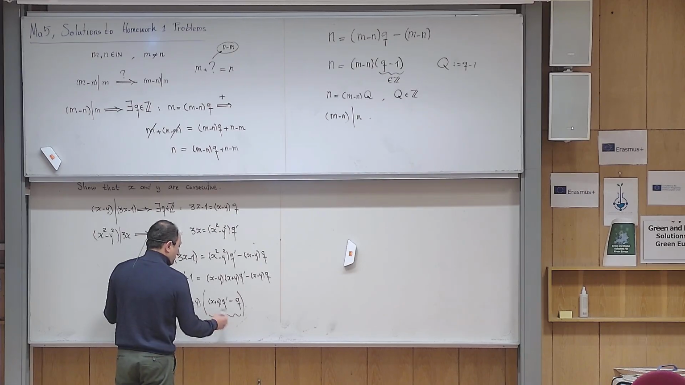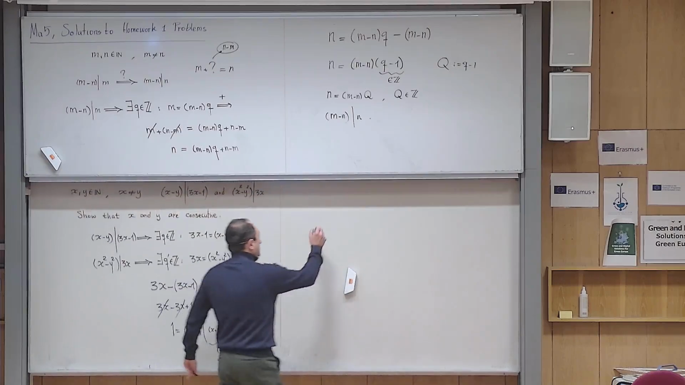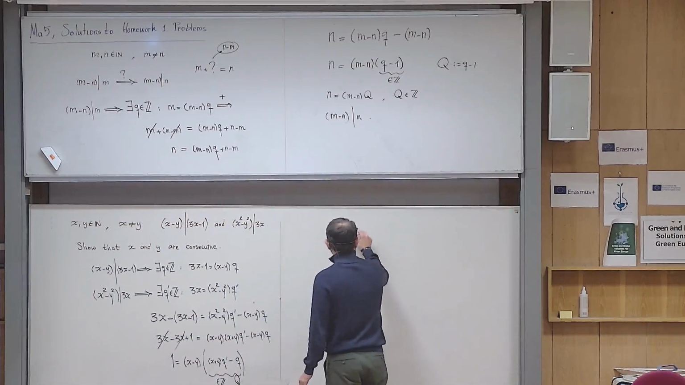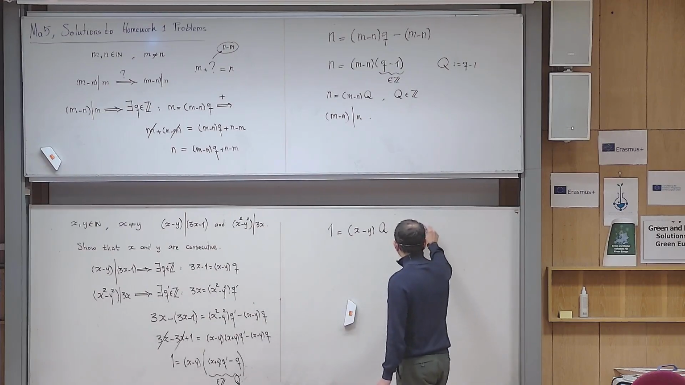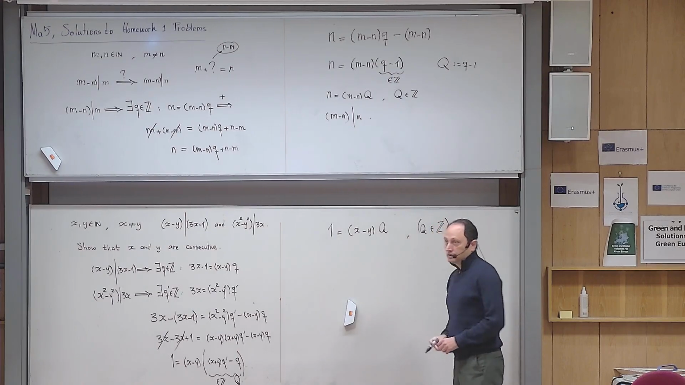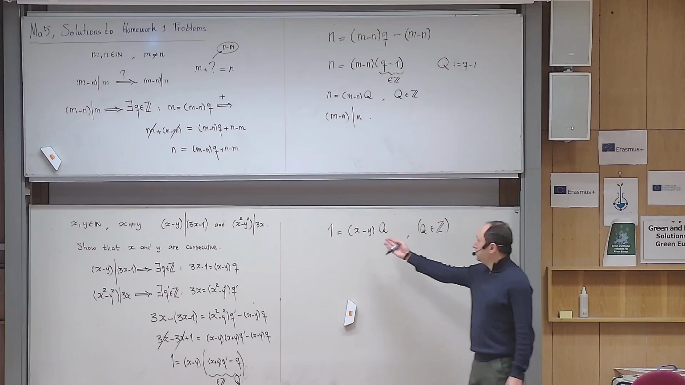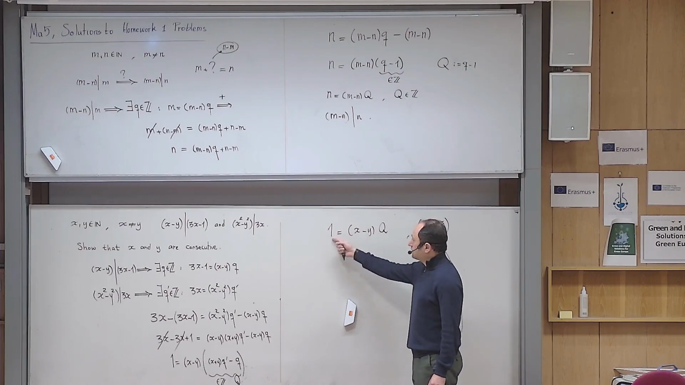So if you don't mind, let me give it a name. So capital Q, for example. Then what happens? This becomes 1 equals x minus y times capital Q. Capital Q is what type of number? It is an integer. Yes? But what is the meaning of this? It means x minus y multiplied by an integer, the answer is 1.